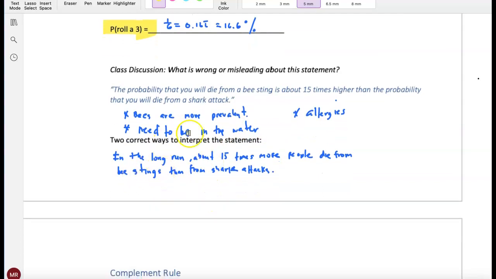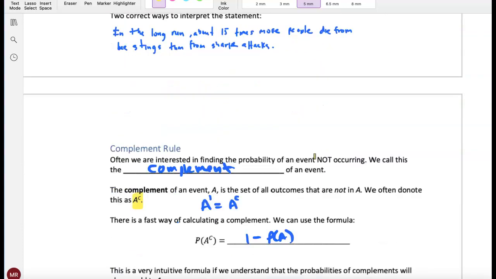And then there's a correct way to interpret this: in the long run, about 15 times more people die from bee stings than from shark attacks. That would be this understanding, with no evaluation around scarier or deadly. In general, it looks like bees are more deadly because we're around them more. They're more prevalent. So that's something to think about there.